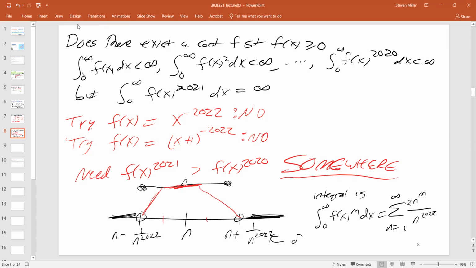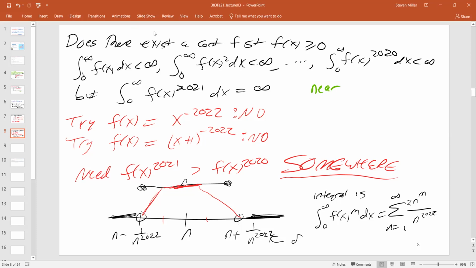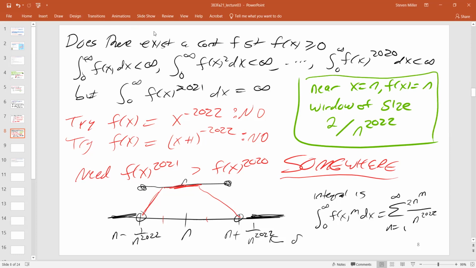Yes. I don't really understand what n. Oh, this is just me defining my function f near the integers. So here's the real line. Here's the integer n. Near x equals n, f of x equals n, and it's a window of size 2 over n to the 2022. So I have a really small window about each integer, and near that window, my function gets very large.